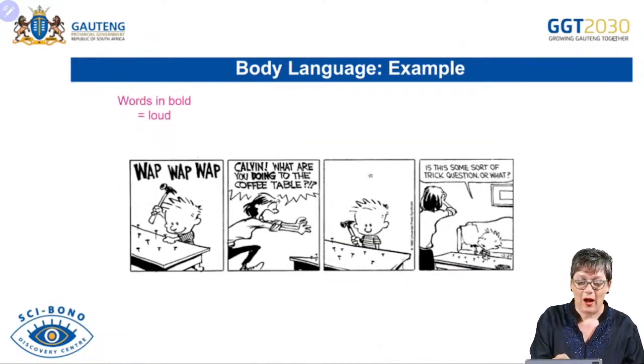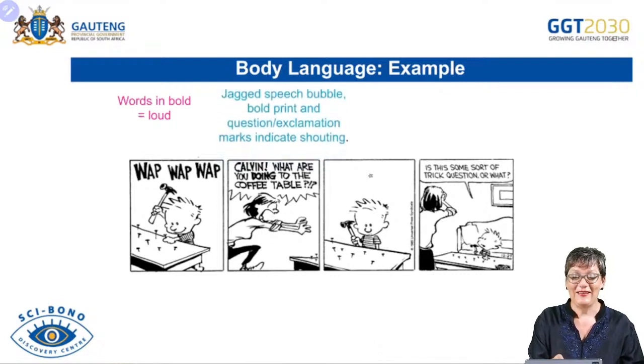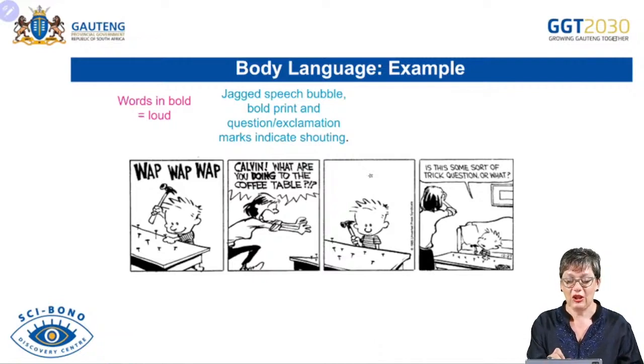Now, in frame 1, let's start with this one. You'll see this little boy is hammering the nails into a table. And we've got whop, whop, whop, whop. Now, these words are bold, which means they're loud. And now you can see the mom. Now, remember what we said? This speech bubble is jagged. In other words, she's screaming, Calvin, what are you doing to the coffee table? I'll show him. Look at Calvin's expression in the third frame.